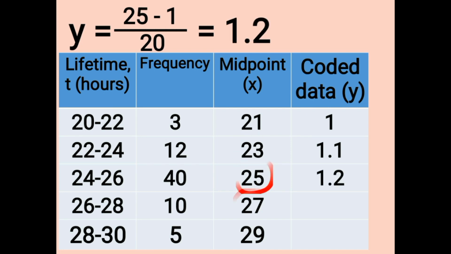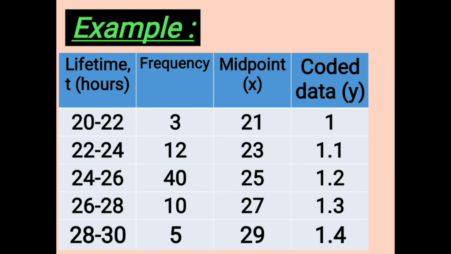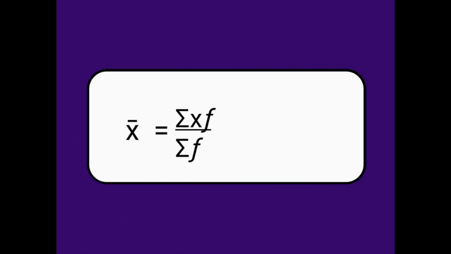Y equals (27 minus 1) over 20 equals 1.3. Y equals (29 minus 1) over 20 equals 1.4. Now, since we know all the coded data values, we can use this formula to calculate the mean. For data given in a frequency table, the mean equals the sum of the products of the data values and their frequencies divided by the sum of the frequencies.